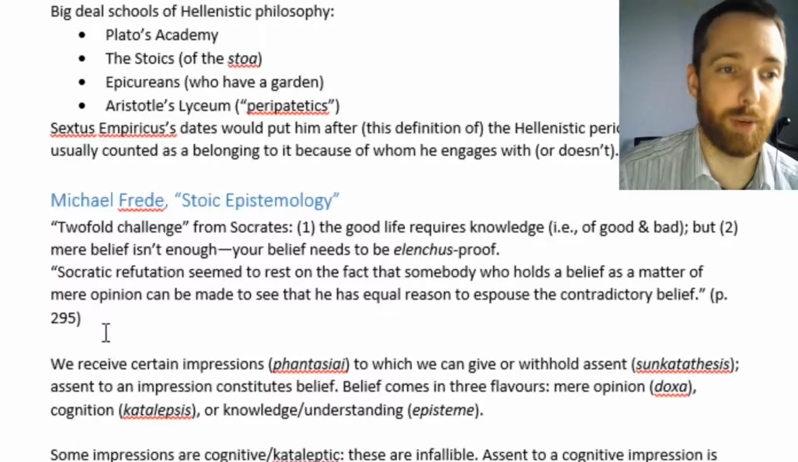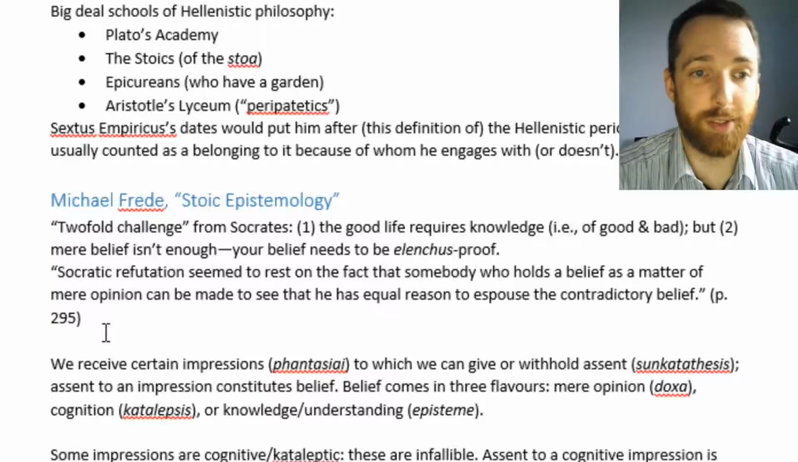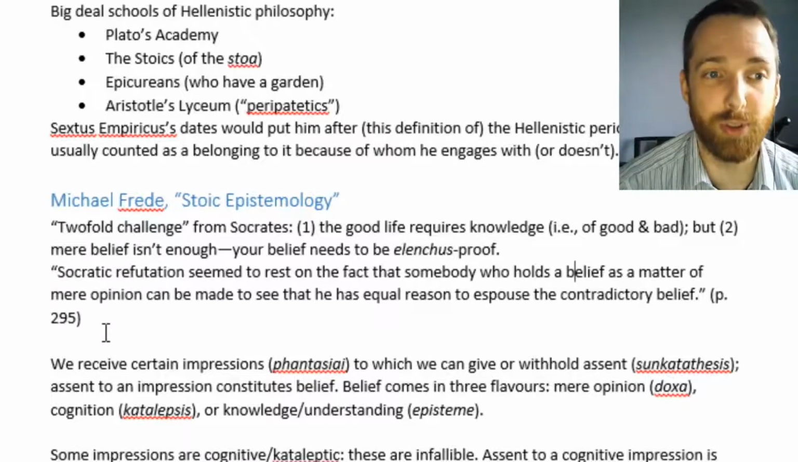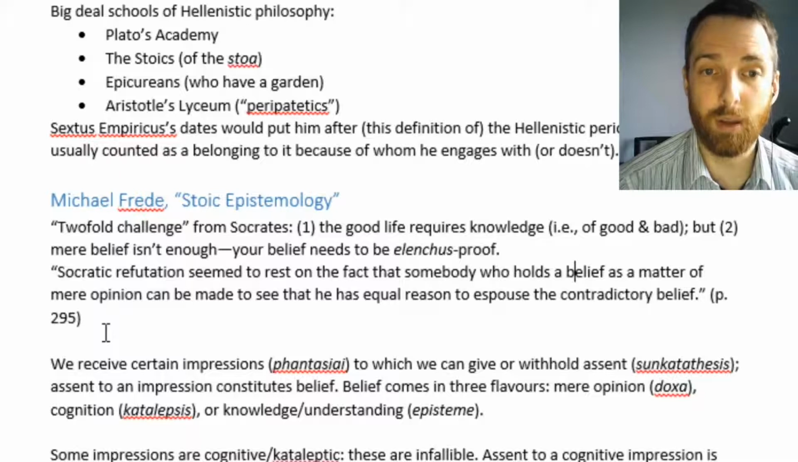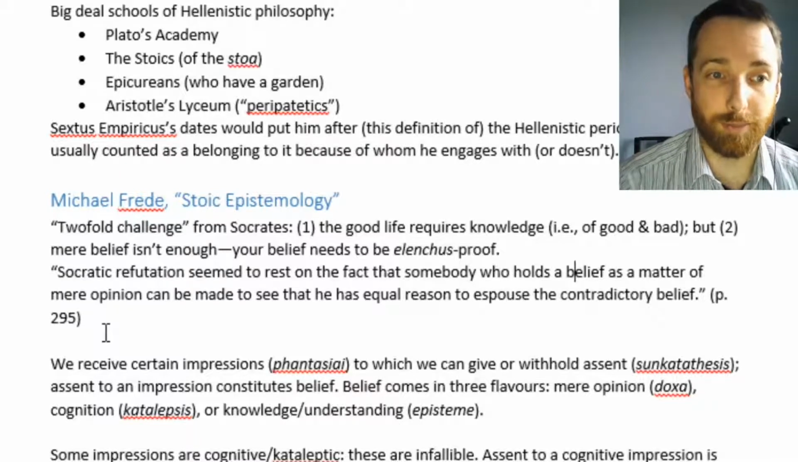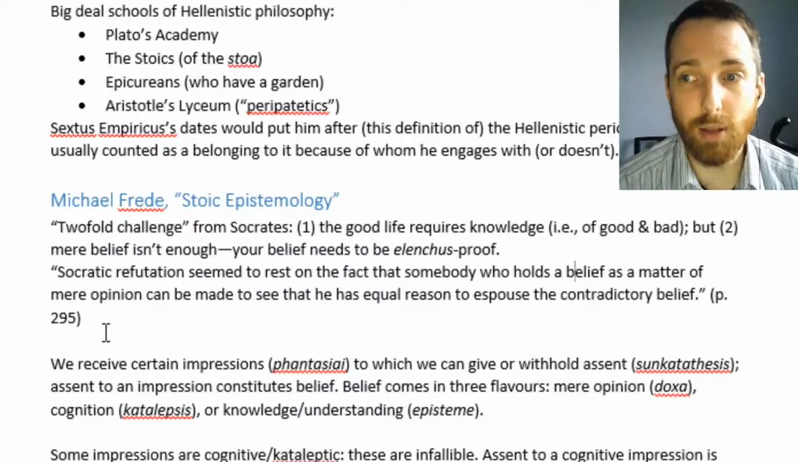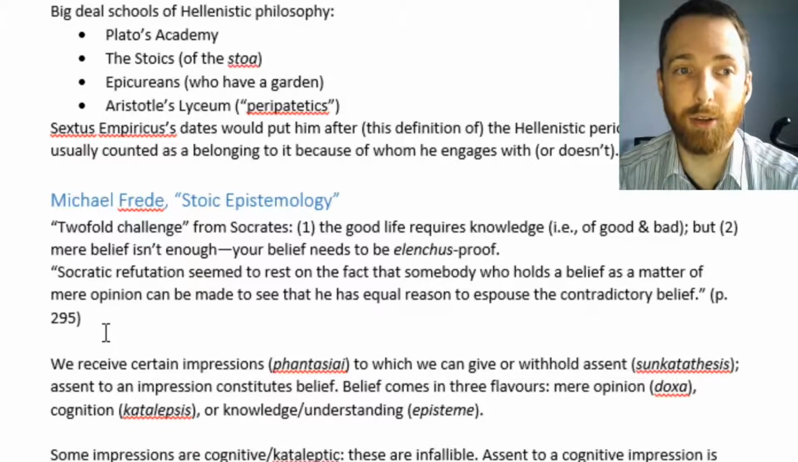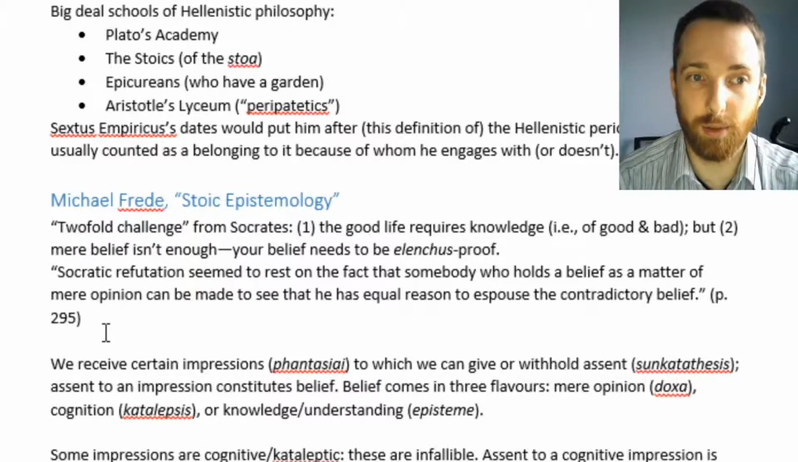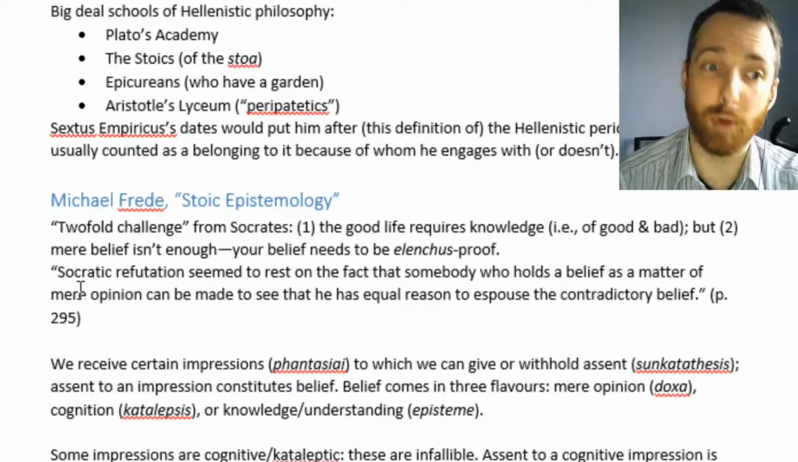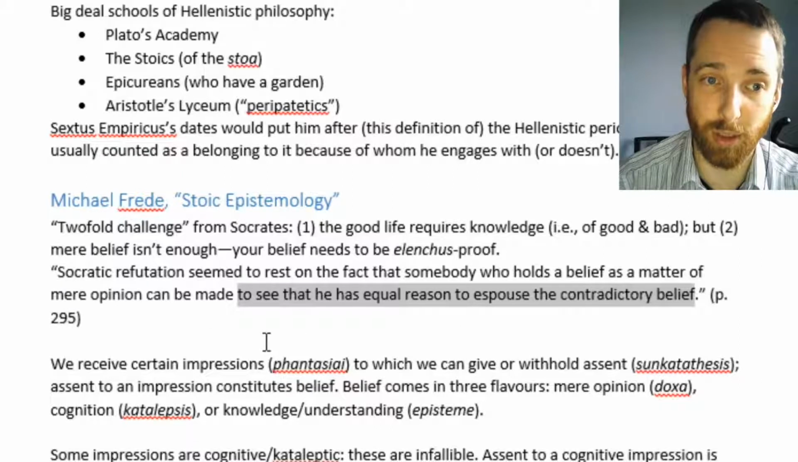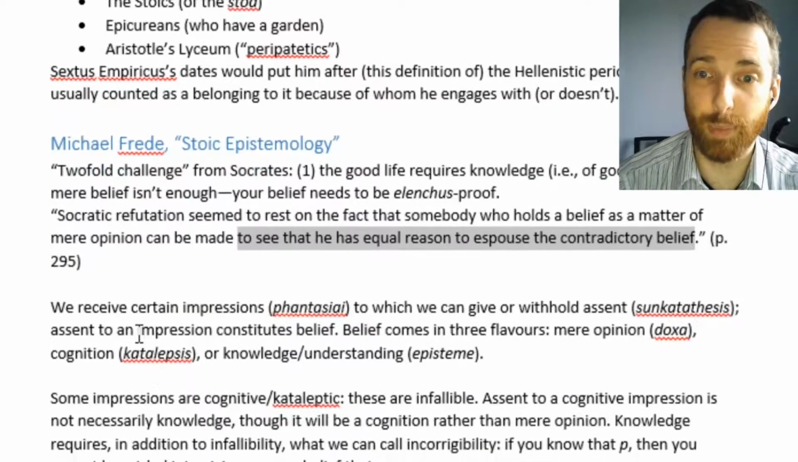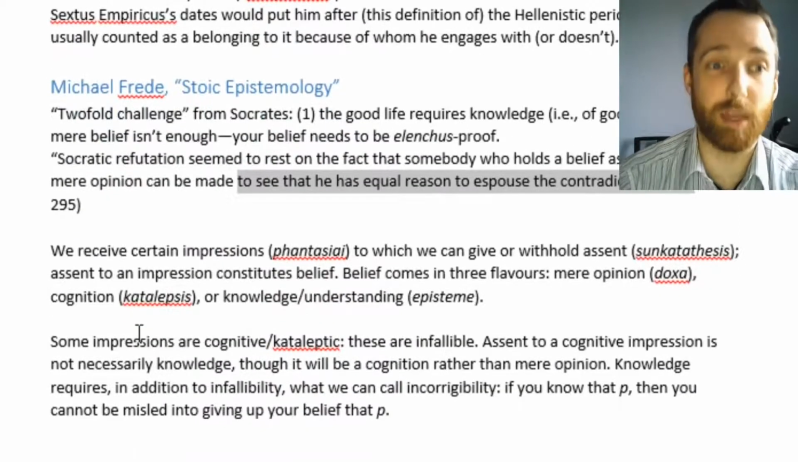So here's a quote from Frege. Socratic refutation seemed to rest on the fact that somebody who holds a belief as a matter of mere opinion can be made to see that he has equal reason to espouse the contradictory belief. Okay. So knowledge seems to require that you be able to resist the Socratic method of getting you to see that you have equal reason to espouse the contradictory belief. That must be something we need. Okay, let's move on from there. That's something we get from Socrates.